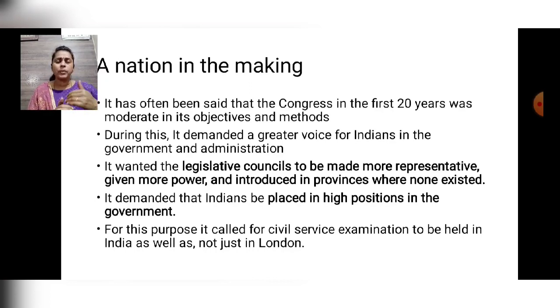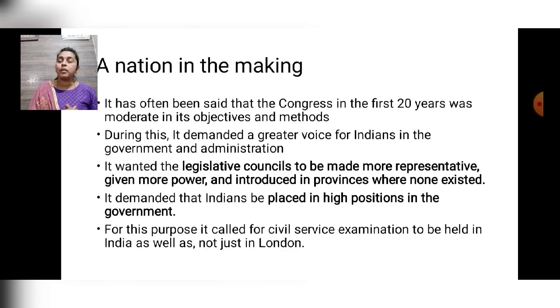Moderate means they were, I think you can say, very generous towards the British rule. So they wanted to bring changes in India by the British. For that, they wanted to make them aware through writing articles, petitions, letters and all. They did not want to create a ruckus; हल्ला गुल्ला मचाने के करके नहीं, बहुत शांति से करना चाहते थे, and that's why they were very moderate.